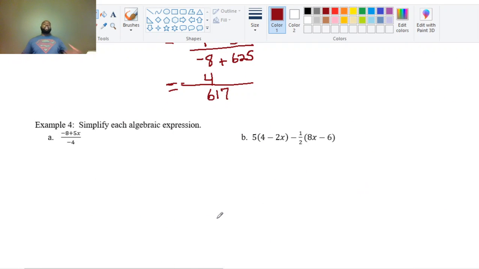All right, last but not least, we're going to simplify each of these algebraic expressions. Here in part A, I have -8 plus 5x over a -4. That's pretty small. I hope you can see this. All right, I have an addition in my numerator, and I have a division in my denominator. One of the things that I want you to know is that when you're dividing by a single term in your denominator, all right, now I can't combine the -8 and the 5x, right? One of them has a variable and one of them doesn't have a variable, right? I can't combine those in any kind of a way.